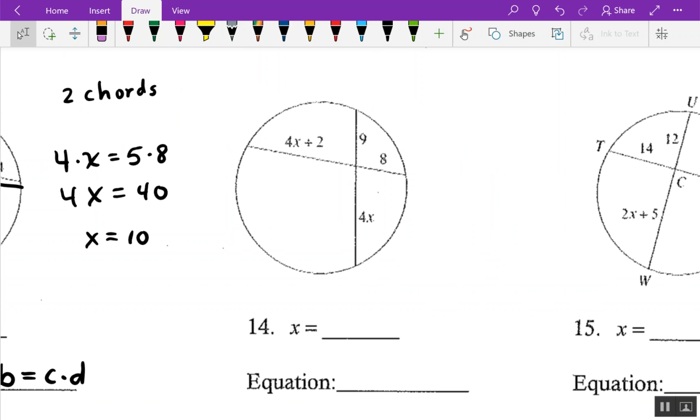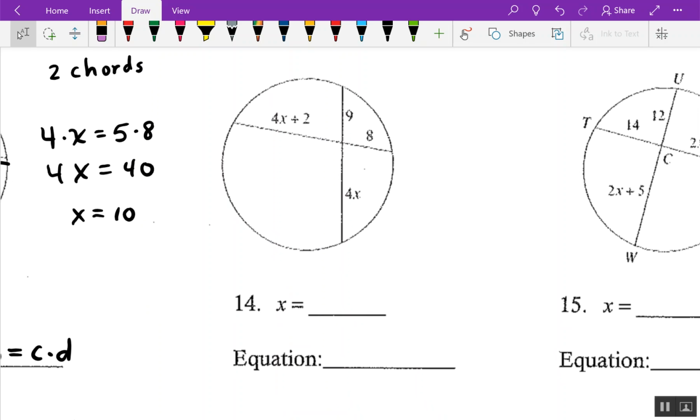All right, so now we're going to work on the setup so that you guys can do the calculations. Keep up, keep up. Okay? We're on number 14 now. What do we see? Two chords. All right, what's the formula when you have two chords? A times B equals C times D.